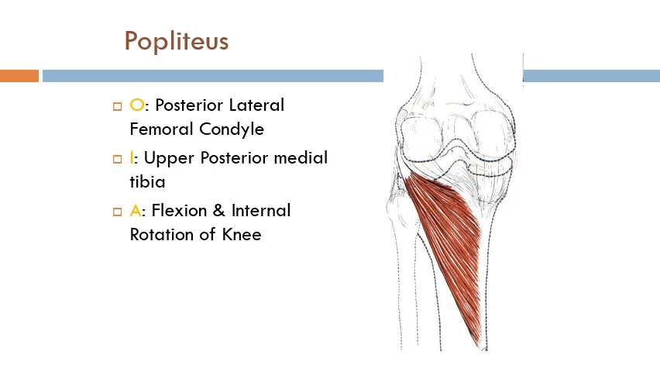So it will actually work in both the closed and open chains, okay? So if your foot is in contact with the ground, it will rotate the femur on the tibia, but it will be the opposite motion. It'll be external rotation, okay? So internal rotation of the tibia on the femur in the open chain, external rotation of the femur on the tibia in the closed chain, okay? So it's going to do two different actions there, okay?